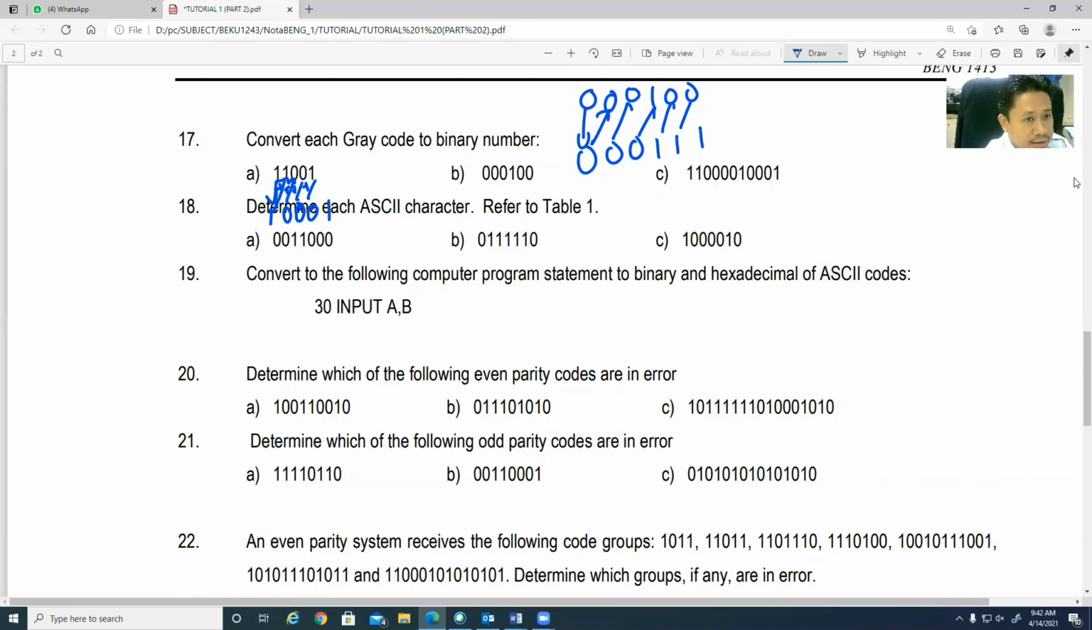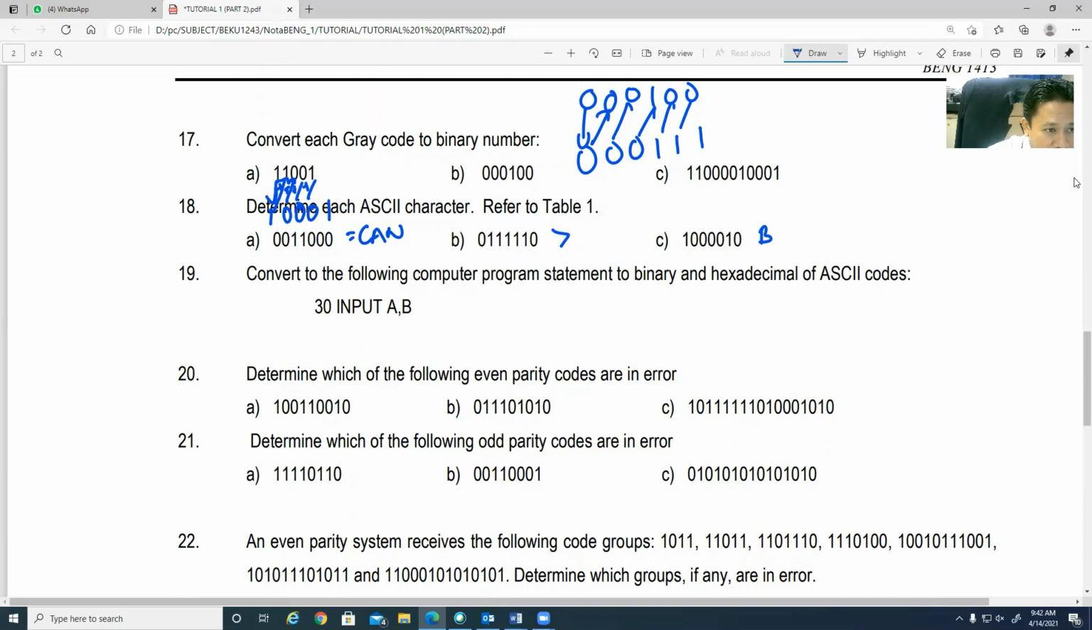Okay, next, you can try. Question 18: determine the ASCII character, refer to the table. So this one, you have to refer to the table. Just do the answer, and then you can check. This one will be can, right? This one will be symbol of, and then this one will be B. And then this one, 30 input AB. Extra.